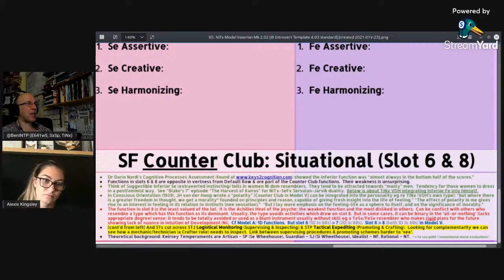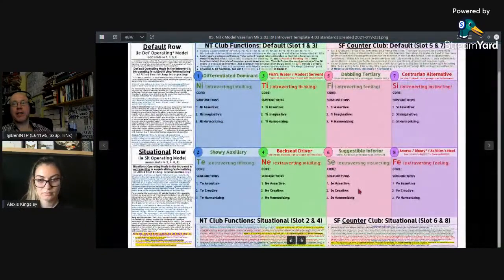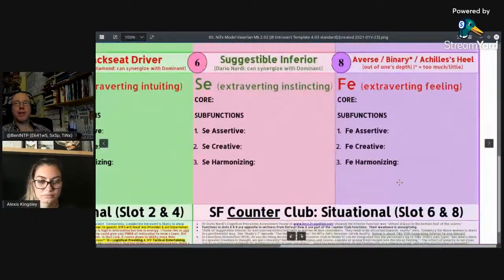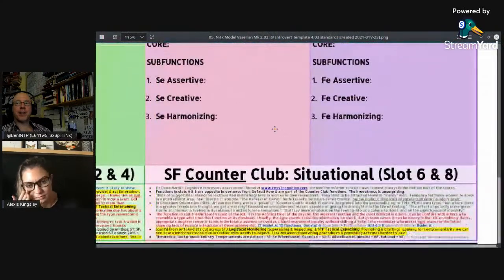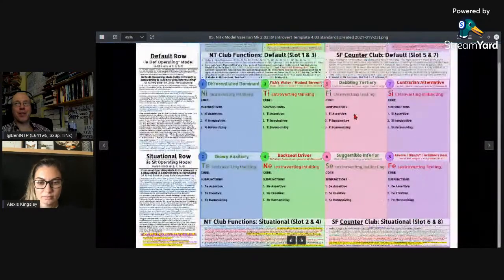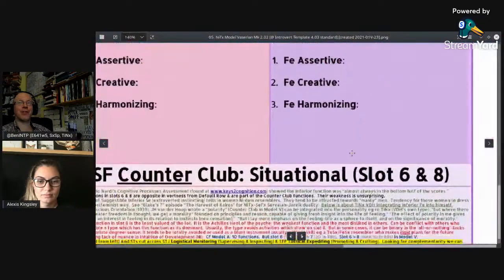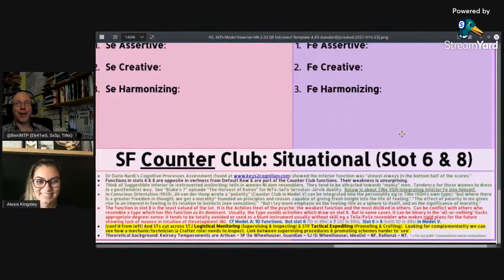Functions in slots 6 and 8, so that will be SE and FE for you. I was going to name these blocks something snappier than that, but I couldn't find a better name. So basically, it's the situational countercolored functions. Bit of a mouthful, I know. Functions in slots 6 and 8 are opposite in-vertness from the default row and are part of the counter-club functions. Their weakness is unsurprising.